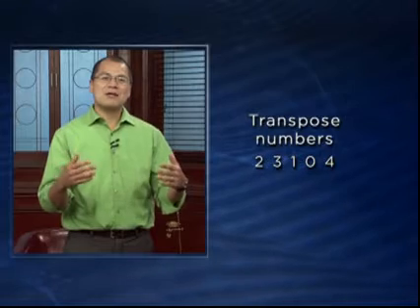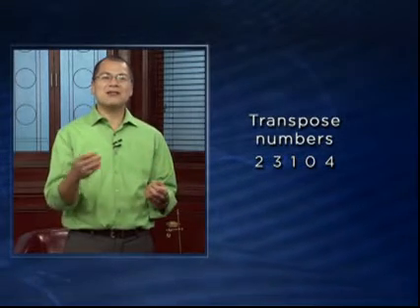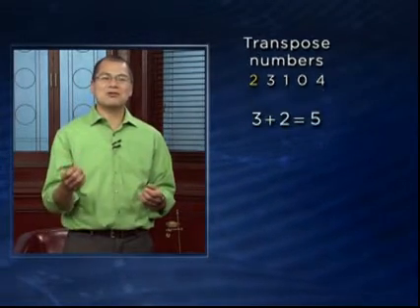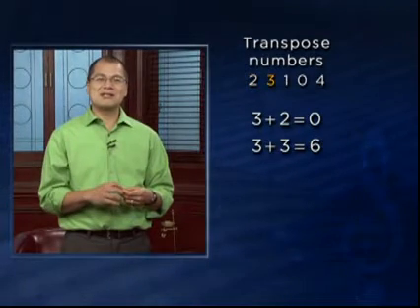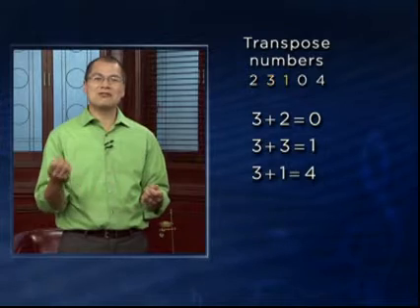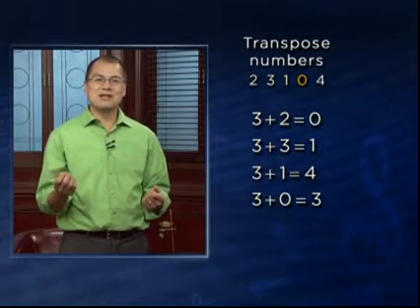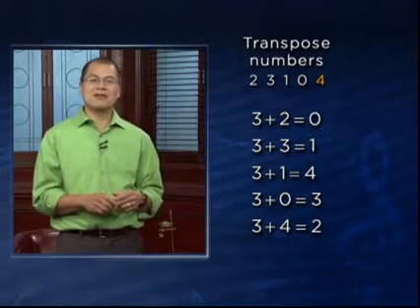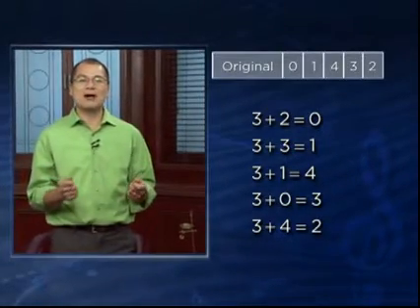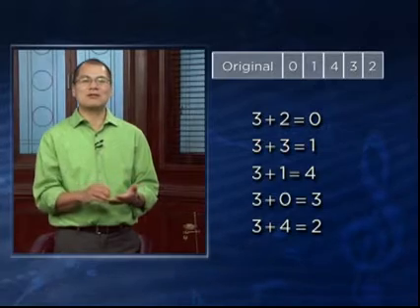And now we're going to transpose. We're going to make sure we start at 0. And so let's add 3 to each one. So we add 3 to 2 and we get 0. Remember, we're working mod 5. 3 plus 3 is 6, which gives us a 1. 3 plus 1 is 4. 3 plus 0 is 3. And 3 plus 4 is 7, which gives us a 2, working mod 5. So that's our tone row. That's row 1, 0, 1, 4, 3, 2.